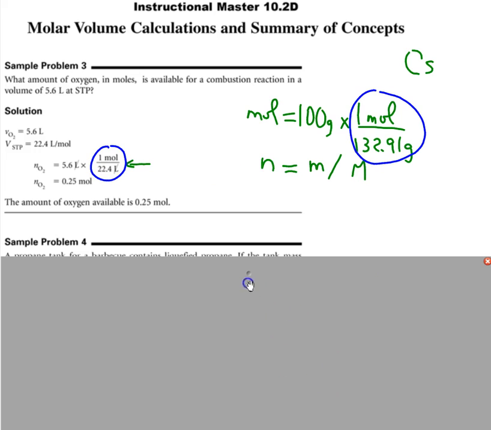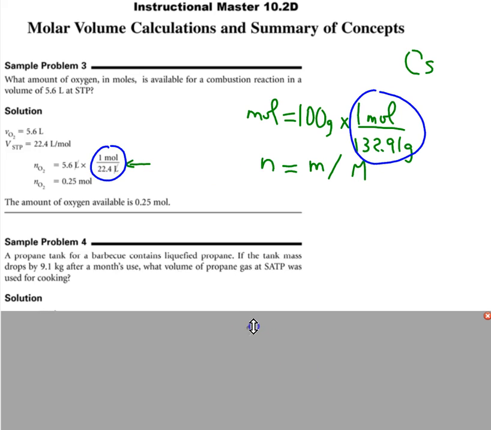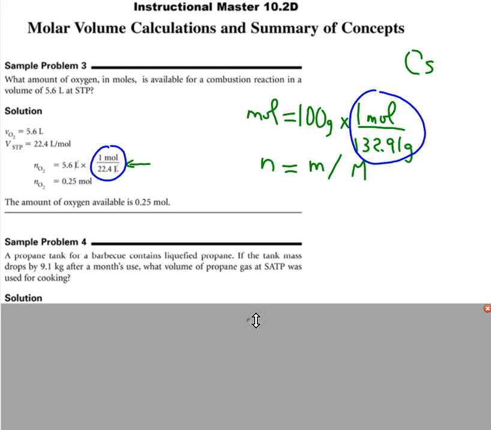Looking at sample problem 4. The propane tank for a barbecue contains liquefied propane. Tank mass drops by 9.1 kilograms after a month's use. What volume of propane gas at standard ambient temperature and pressure was used for cooking? Now here, we're going to need to know how many moles that was, because it says a liquid in the cylinder, and the tank mass is dropping by a kilogram amount, not a volume amount.